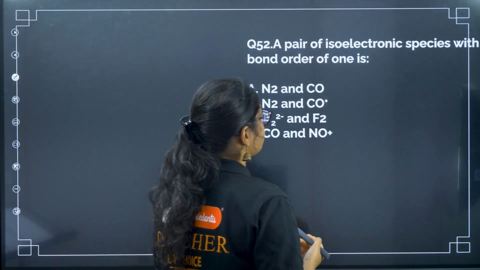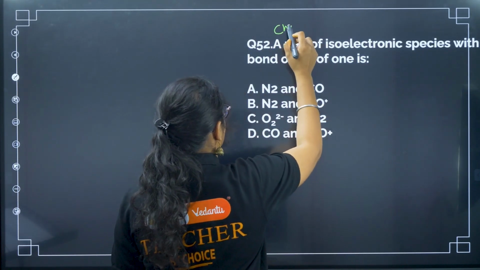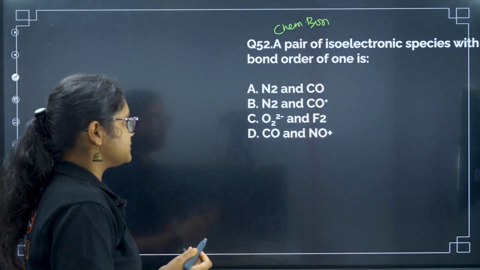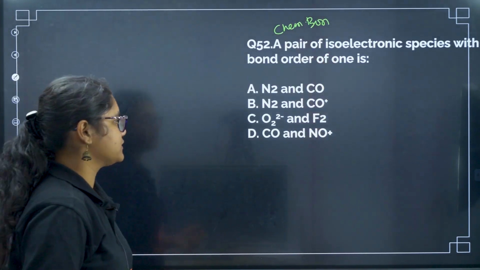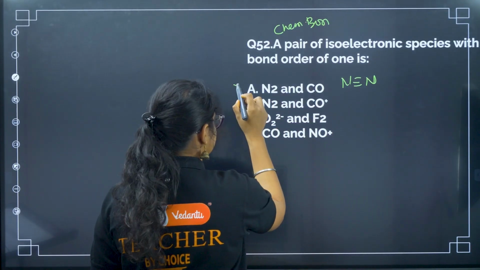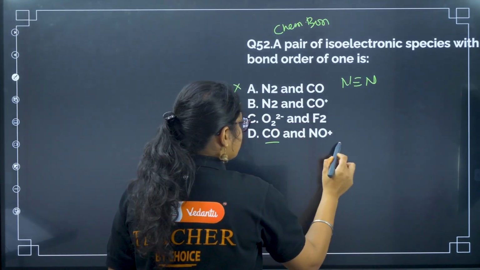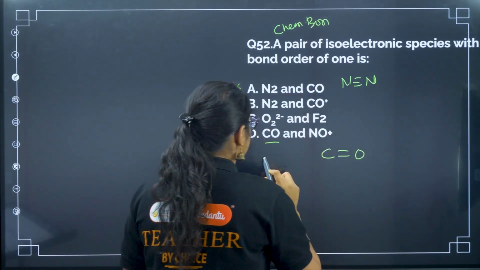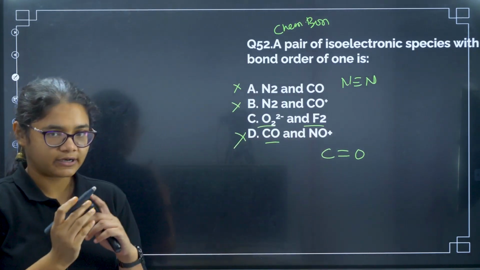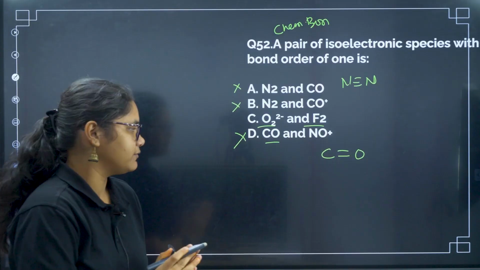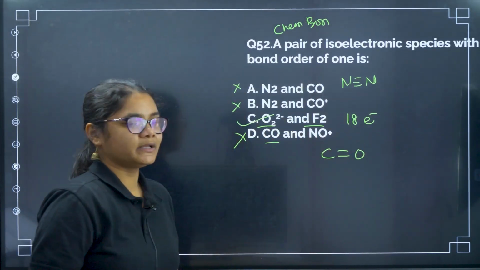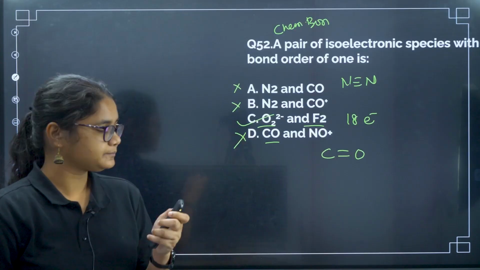Next, a pair of isoelectronic species with bond order of 1. So we have come to now chemical bonding. So this is very simple, you know, N2 structure is like this, bond order is 3, so this cannot be the answer. CO structure is like this, right? So this also cannot be there. F2 and O2 2 minus, bond order is 1 and both of them are having 18 electrons, right? So the correct answer for this question is option number C.